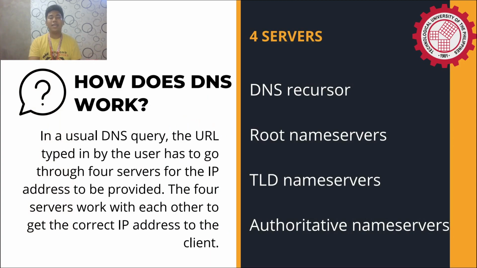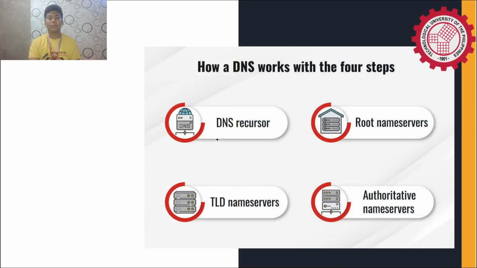So how does DNS work? In a usual DNS query, the URL typed in by the user has to go through four servers for the IP address to be provided. The four servers work with each other to get the correct IP address to the client. As you can see on the screen, we have here how a DNS works with the four steps.